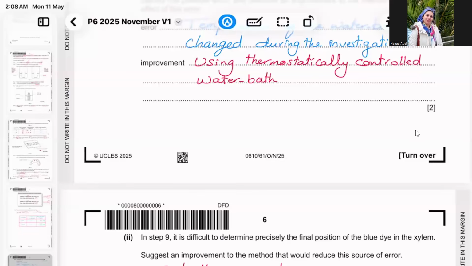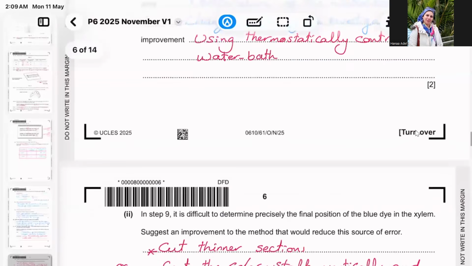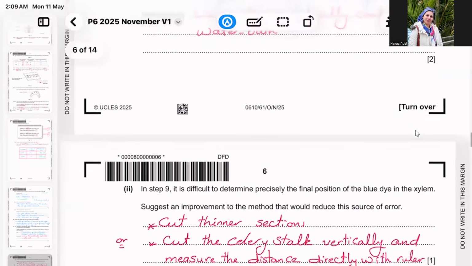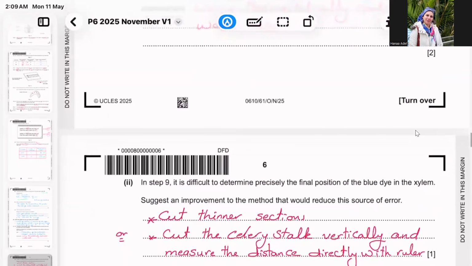So we have two options here. The first is to cut thinner sections, so instead of 5 millimeter, maybe 2 millimeter or 1 millimeter. It depends, but just thinner than 5 millimeter. The second option is to cut the celery stalk vertically and just measure the distance directly with a ruler, because all the xylem vessels are stained with the dye. You just measure the whole stained distance.